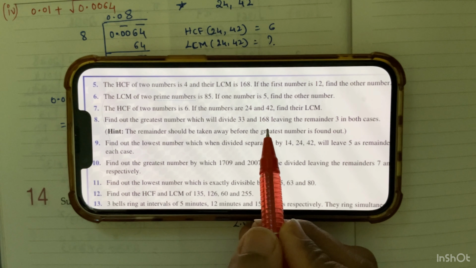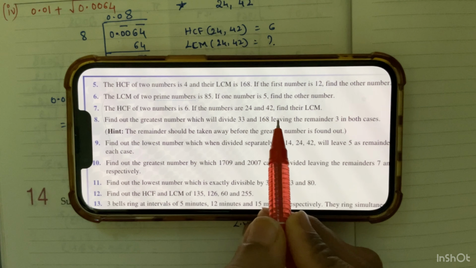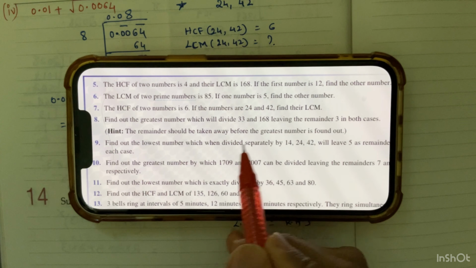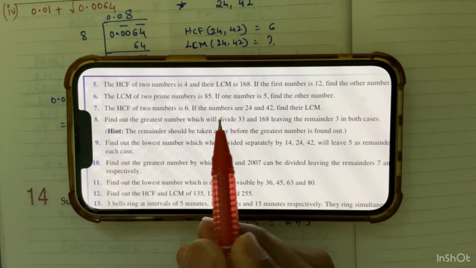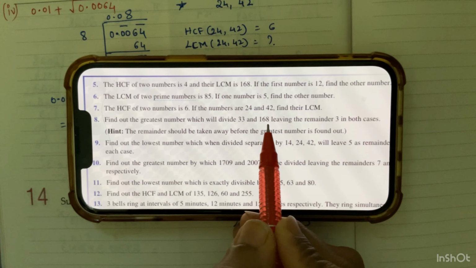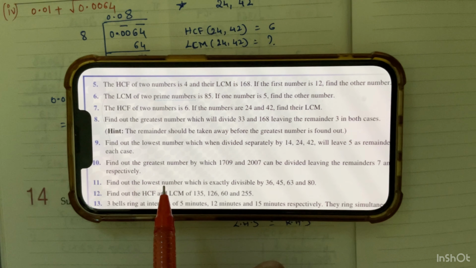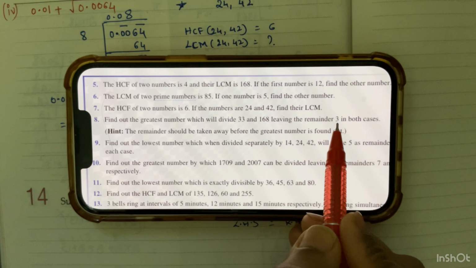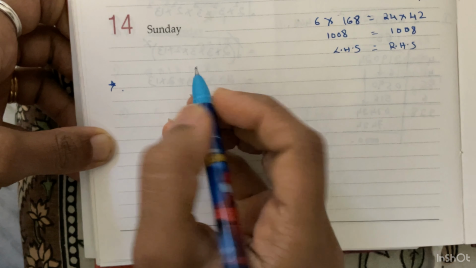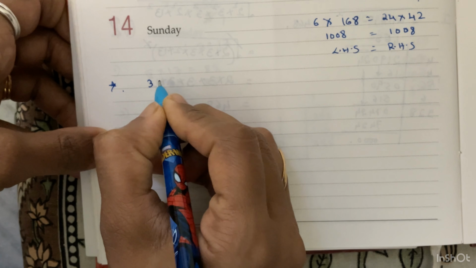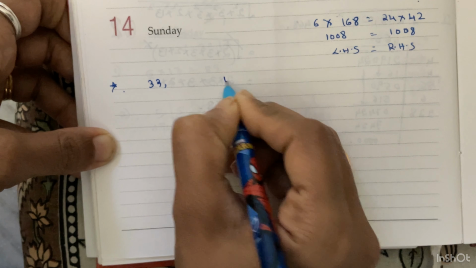And if you go with the LCM, obviously we will get a greater number than these two numbers. Then in that case, we can't do the division. So to find the greatest number, which must be smaller than these two numbers, we find it from the HCF. Before that, first we need to subtract 3 from these two numbers. So two numbers have been given: one is 33 and one more number is 168.